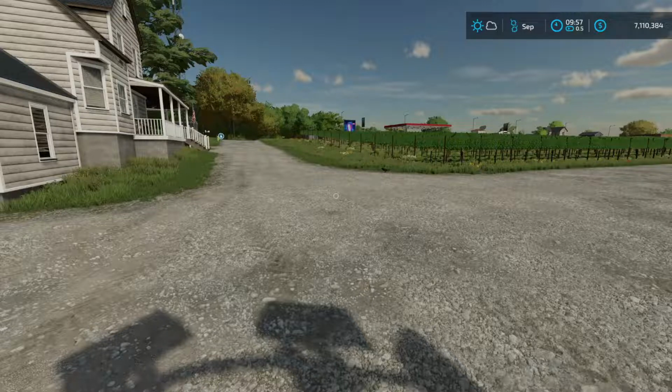Today we're going to be taking a look at the technical side again of Farming Simulator 22 and asking the age-old question of how does a game know how much to charge you or how much to pay you for your products?